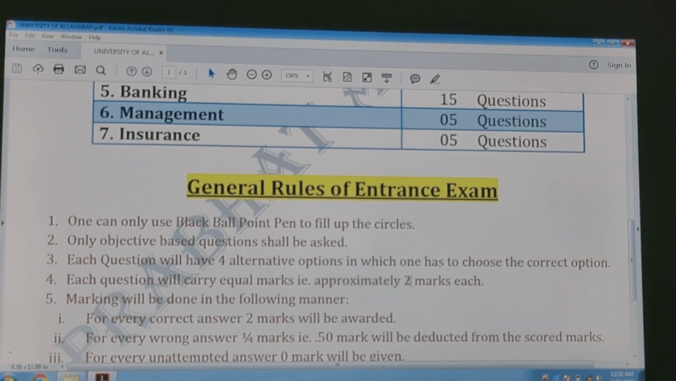Sometimes they give 2 marks to each question, or sometimes they give 3 marks. So that's why I've said that it is approximately 2 marks each. That doesn't make any difference. If it is 2 marks, it will be 2 marks. If it's 3 marks, then too it's not going to make any difference.